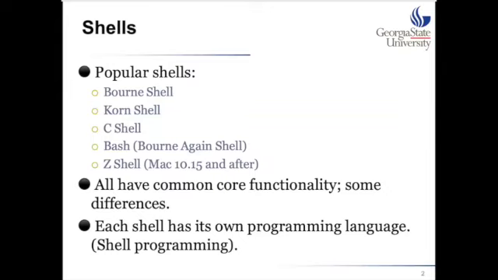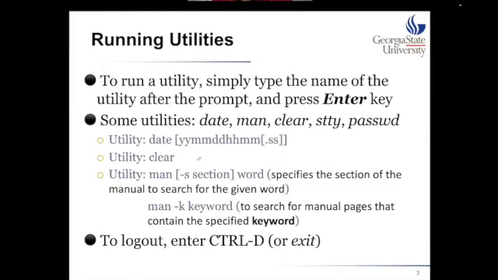Now, we will actually focus on one shell. For example, on my Mac, I will be using Z shell, and on the Snowball server, you will see that your shell is probably Bash. That means Bourne Again shell. So they are pretty much similar, so we don't need to worry about that. If you want to run a utility, you simply type the name of the utility and then you press enter.